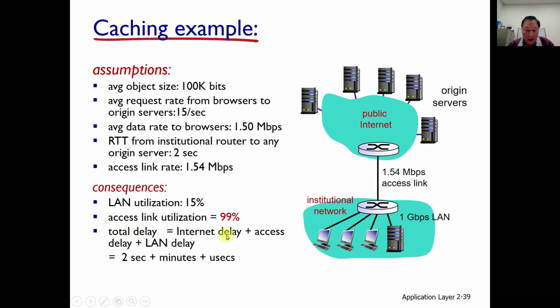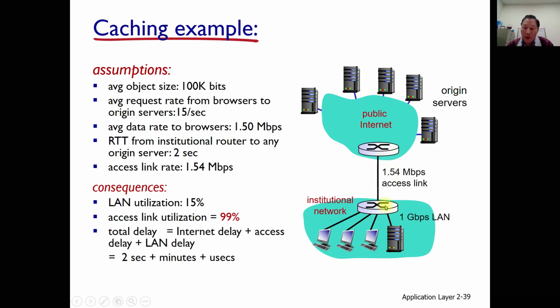And total delay, as I mentioned, this delay and this delay, we add up together: internet delay and access delay. Access delay means here, and the LAN delay is negligible because that is so small. Usually that is 2 seconds here, round trip time, delay time, and here usually it will take a longer time, minutes, and this one is usually microseconds. Thus that is almost zero, negligible. Thus this one is the bottleneck link.